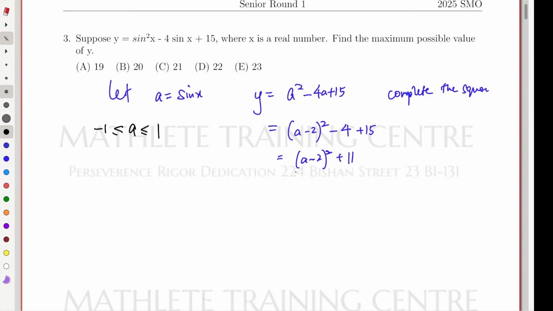So in this case, what will be the maximum of this? It will be the maximum when a is as far away from 2 as possible. So it's a maximum actually when a equals -1. So this is as far away from 2 as possible, then the value of this expression will be equal to -3 squared plus 11. That's equal to the answer of 20. So it is B.